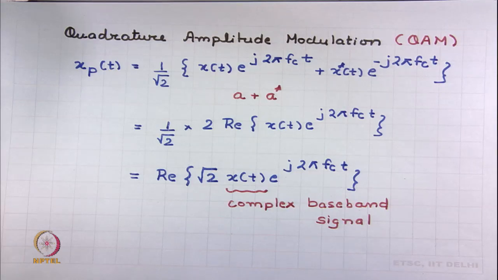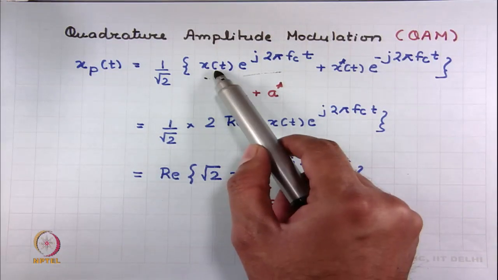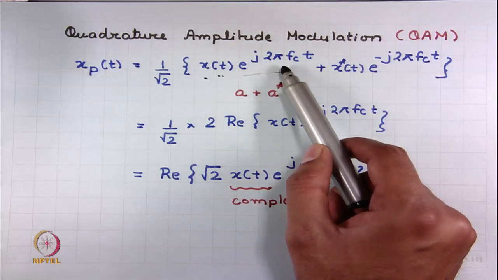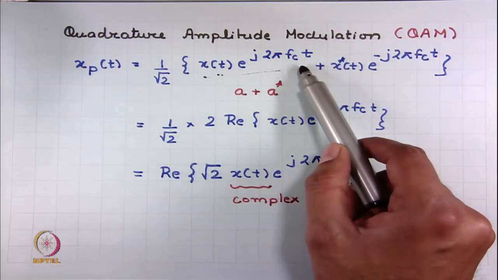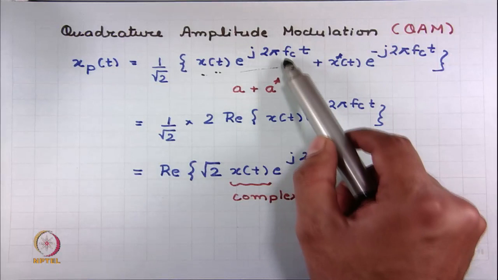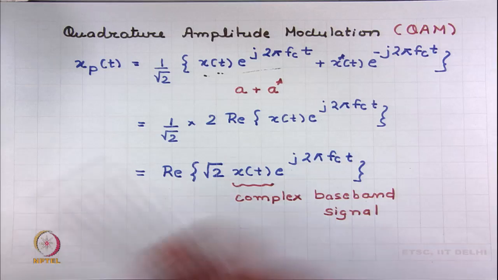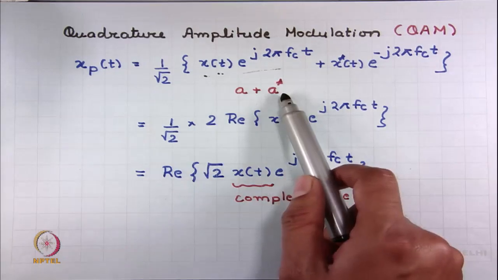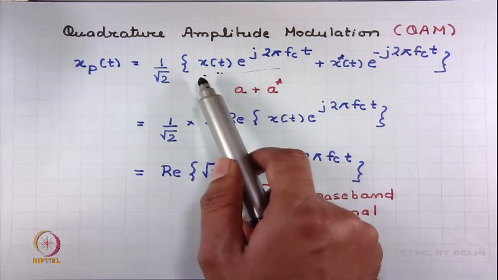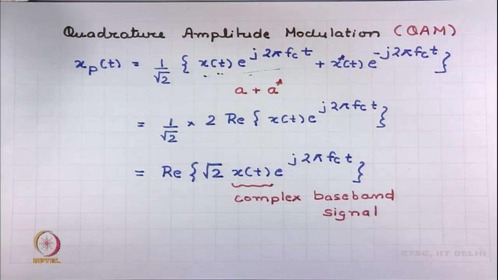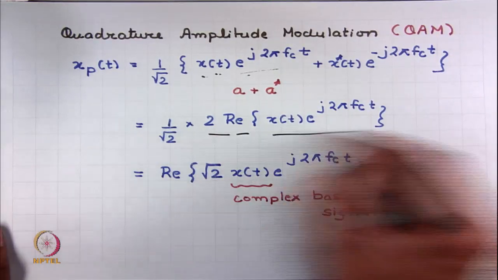In quadrature amplitude modulation, what we do is we take the baseband signal multiplied by this rotating complex exponential, and we add to this the conjugate of this thing. So, we have x(t) e^(j2πf_c t), and to this we add the conjugate of this. So, we get to a form like a plus a conjugate, and we know what a plus a conjugate is. It is 2 times the real part of this thing.